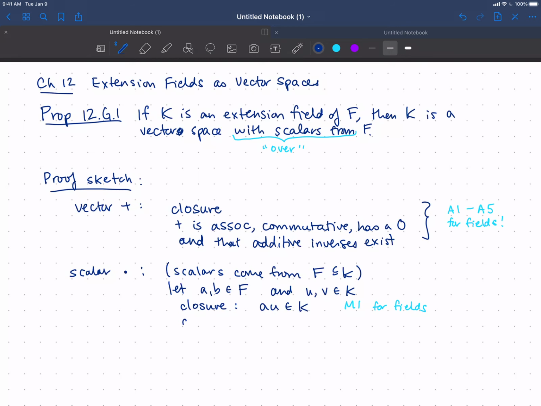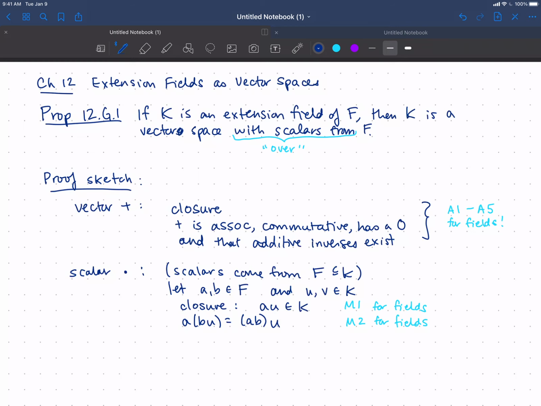So I need that A(BU), with BU in parentheses, should be the same thing as (AB)U. That's the associative property of scalar multiplication. A and B belong to F, which means they're elements of K. U belongs to K, and we know that field multiplication is associative. So this is M2 for fields.